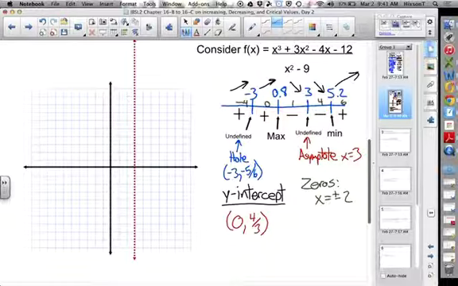So now we have everything we need. Now we can actually sketch this thing. So let's work our way through it. Let's start with the zeros. My zeros are at 2 and negative 2. I'm going to put a little z next to both of those so I know what they are. My y-intercept is the point 0, 4/3. So we'll put that right there.